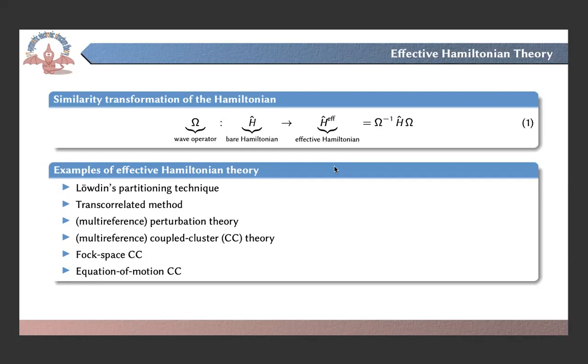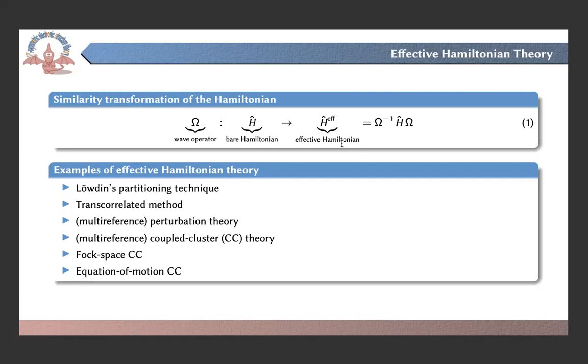The idea behind this is you have what we call your bare Hamiltonian, your starting Hamiltonian, and you transform it thanks to a wave operator, omega. You transform that bare Hamiltonian to get an effective Hamiltonian, which is usually easier to handle. If the bare one is complicated, sometimes you want the effective Hamiltonian to be less complicated. That's the idea behind this.